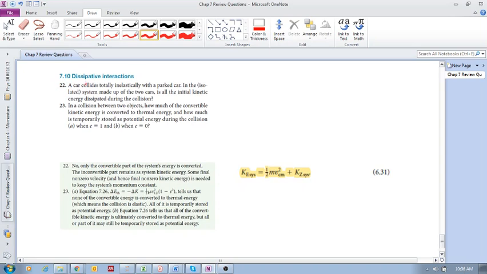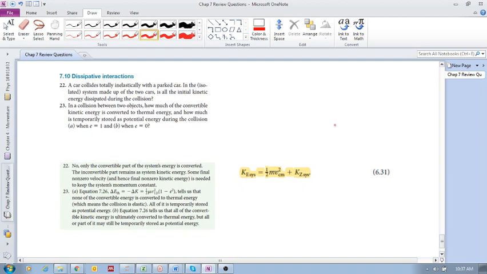22. A car collides totally inelastically with a parked car. In the isolated system made up of the two cars, is all the initial kinetic energy dissipated during the collision? What's the answer to this? What do you think?